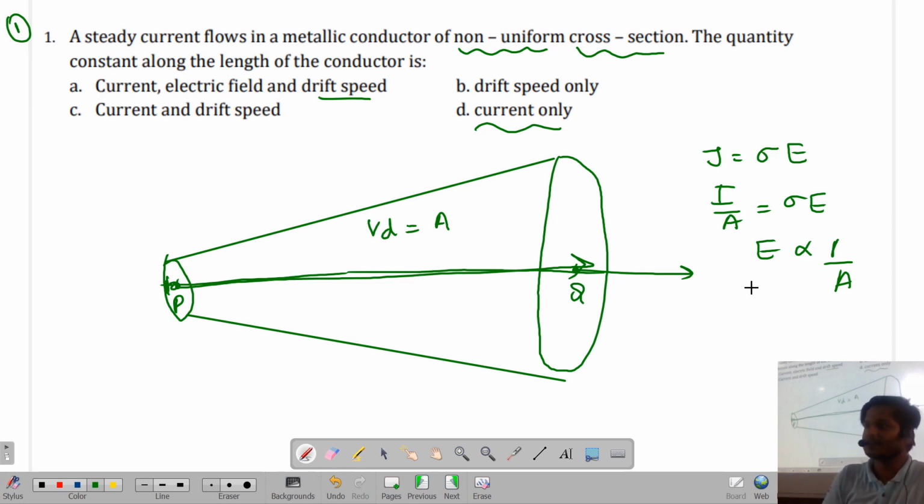Okay. So what remains constant? Electric field remains variant. Drift velocity remains variant. What remains constant is your current. Got it or not? So current remains constant. Option D. Yes or no?